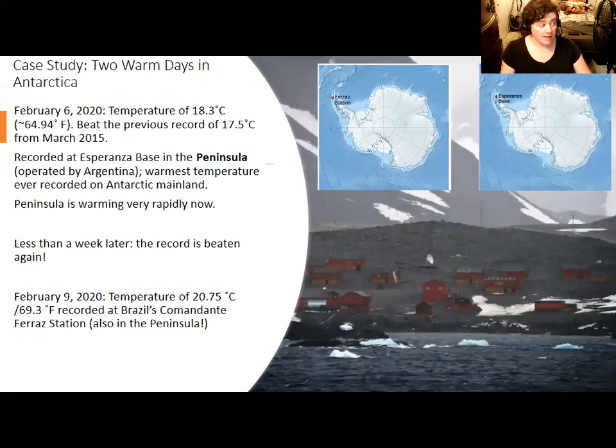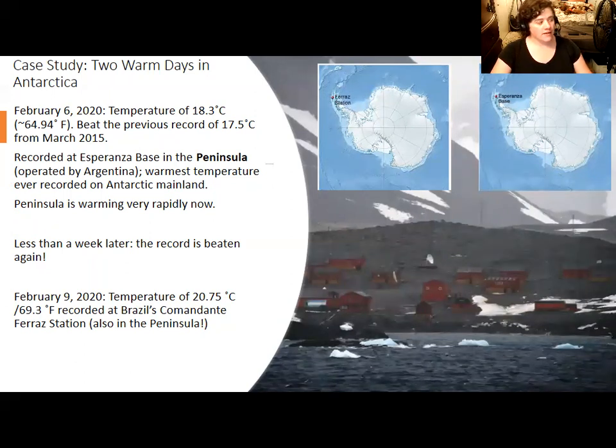The temperatures are climbing, especially in the Antarctic Peninsula. And what's funny to me is that when I went back to make some edits to these slides in winter 2021, last quarter, I realized that mere days after I'd come across this article and after some of my students had pointed it out to me, the record was beaten. Because at a Brazilian station, Ferraz Station, which is also in the peninsula, as you can see, they recorded a temperature of 20.75 degrees Celsius or 69.3 degrees Fahrenheit on February 9th of 2020. Antarctica is getting warmer, and it's getting warmer fast.